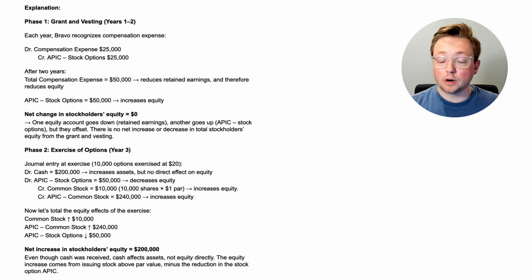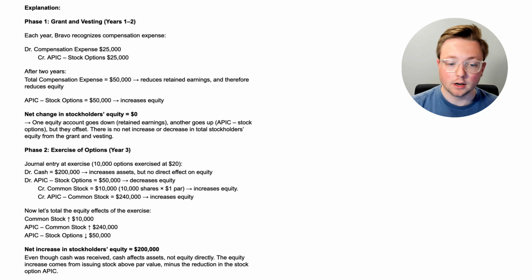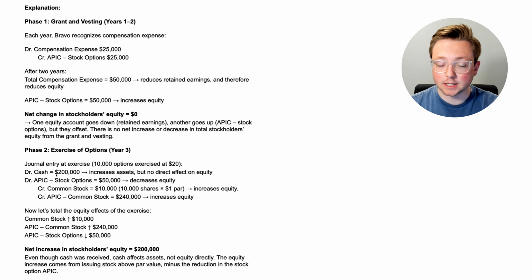The second step is where they exercise the options in year 3. This journal entry is about exercising the options, so it's 10,000 options exercised at $20 per option. And again, that was given to us at the beginning. They were told that they could exercise these options for $20 per share. So it's cash. They are getting cash from the people exercising their options. They're paying for the options. So cash of $200,000, that increases assets, but it has no effect on equity because it's just cash.